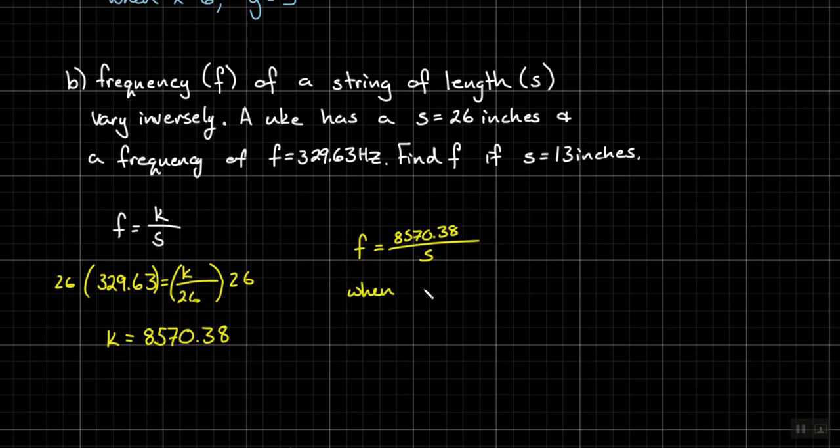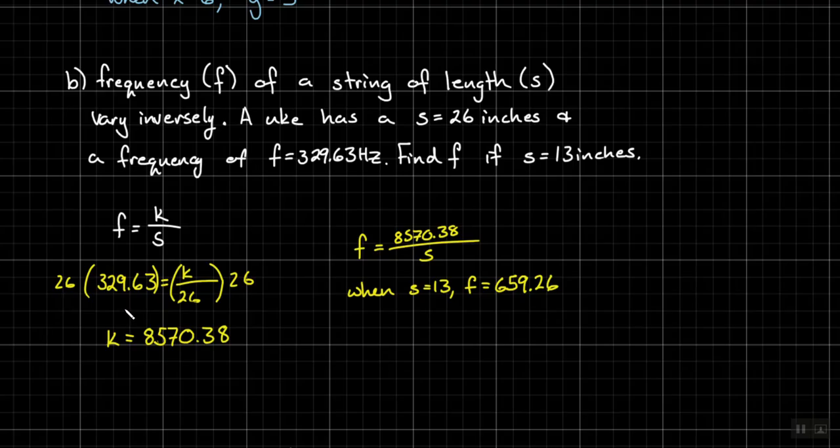So I'm going to say when S equals 13 instead, F equals, and what do we get? 8570.38 divided by 13. 659.26? Is that a higher frequency than we started with initially? For sure. In fact, it's twice as high.